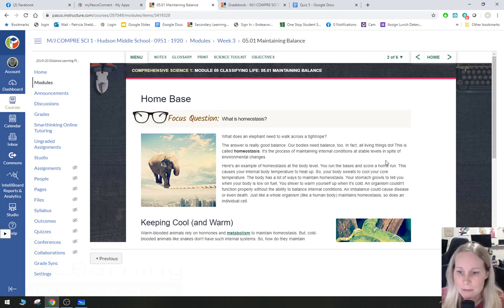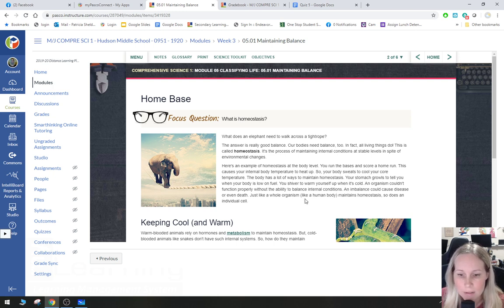So here's an example of homeostasis at the body level. You run the bases and score a home run. This causes your internal body temperature to heat up. Your body sweats to cool your core temperature. The body has a lot of ways to maintain homeostasis. Your stomach growls to tell you when your body is low on fuel. You shiver to warm yourself up when it's cold. An organism couldn't function properly without the ability to balance internal conditions. An imbalance could cause disease or even death.